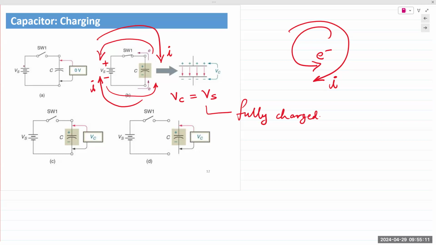Nothing actually flows through the capacitor. And again, as I said, leave the physics on the side. Think of it in terms of electrical engineering circuit analysis. We still state that the current is flowing through the capacitor.